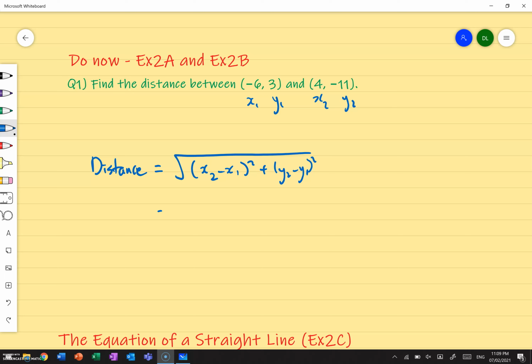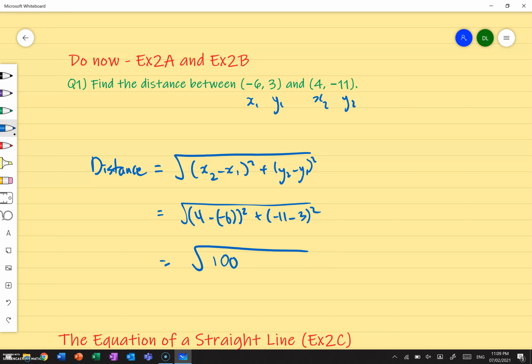Now let's go ahead and substitute our numbers. So I've got square root of x2, so that's 4, take away x1, which is -6. Square that, plus y2, which is -11, take away y1, which is 3, and square that. We end up with 4 minus -6 gives us 10. Square that, we get 100. And then we get -11 minus 3, which is -14. Square that, 196.